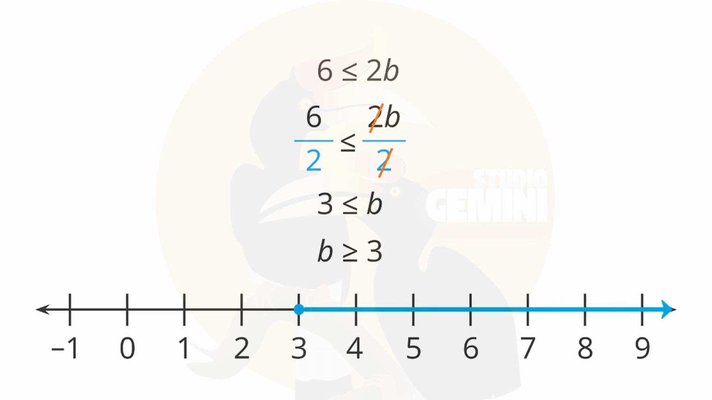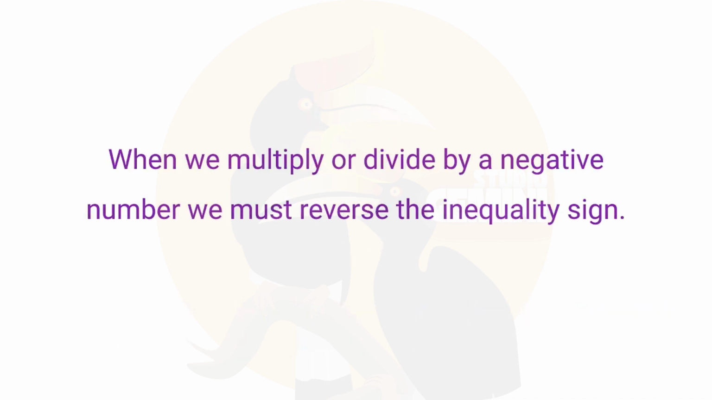This graph shows all the solutions to the inequality 6 is less than or equal to 2b. Before we move on to the next example, there's one more important thing to remember. When we multiply or divide by a negative number on both sides of an inequality, we must reverse the direction of the inequality sign. Let's try it and see why.